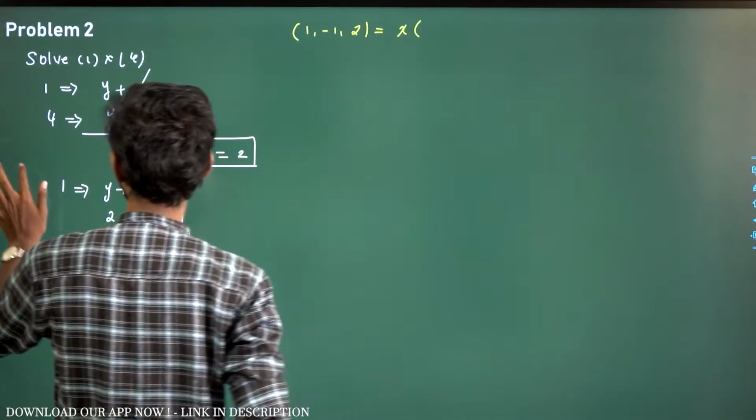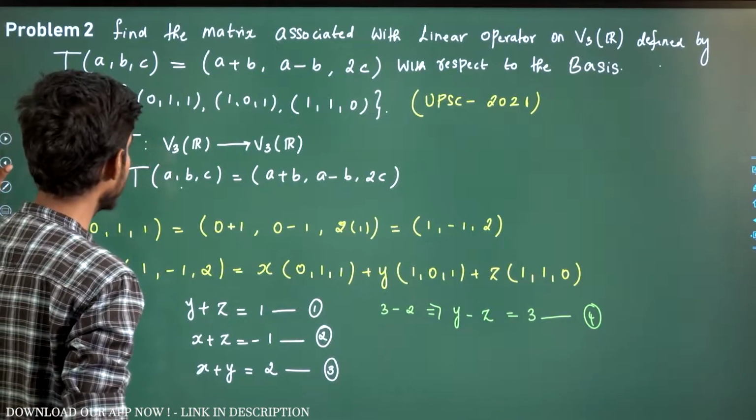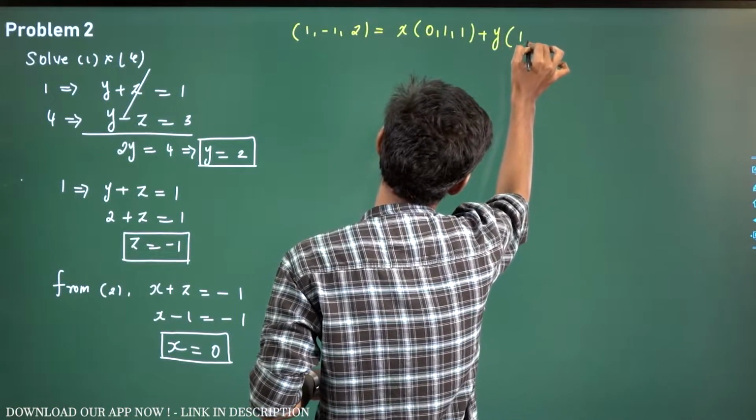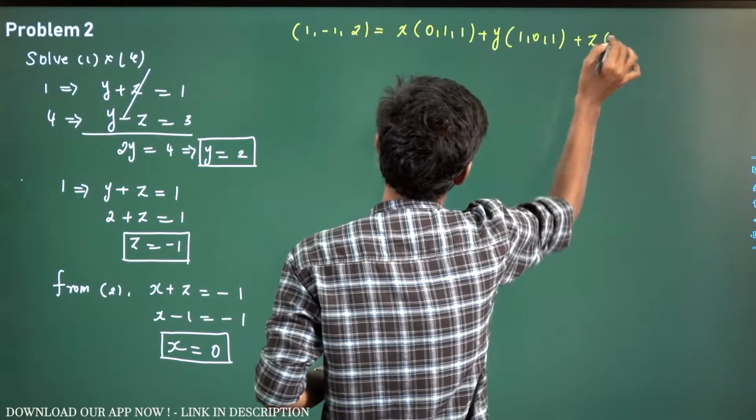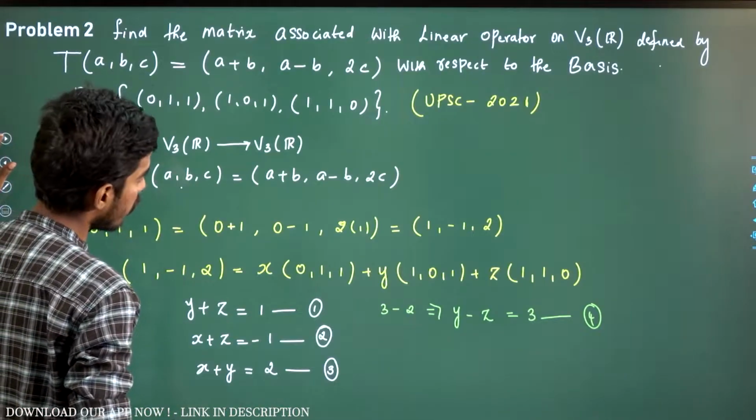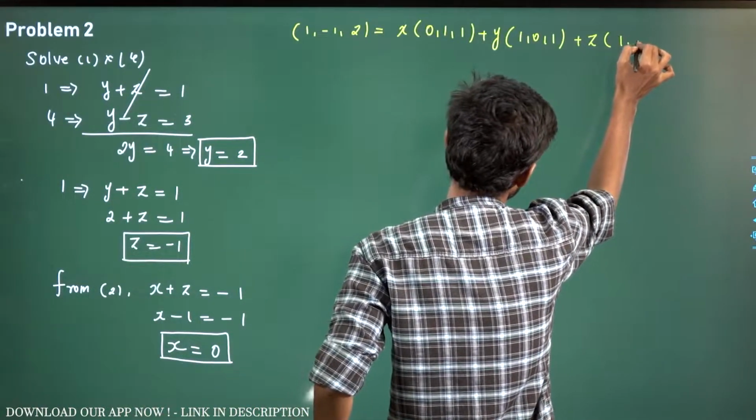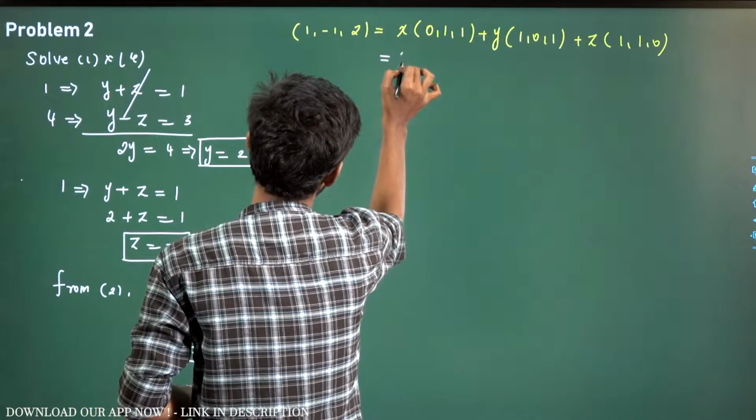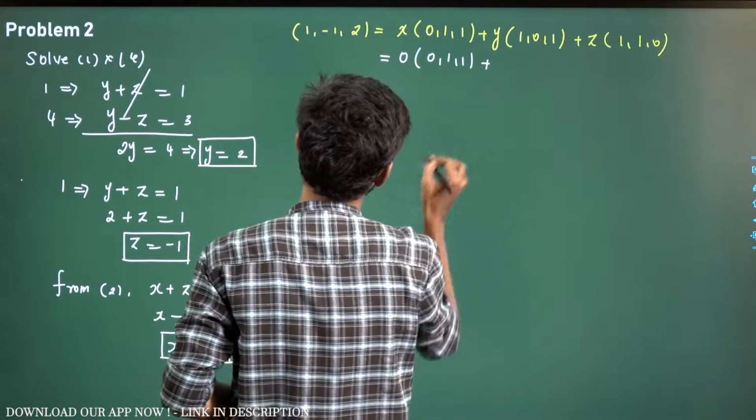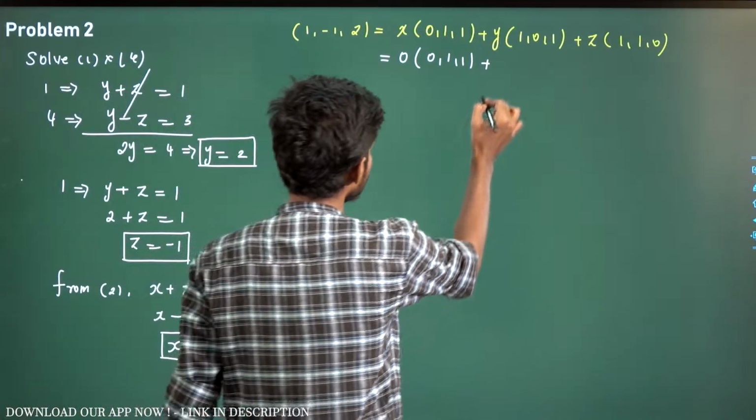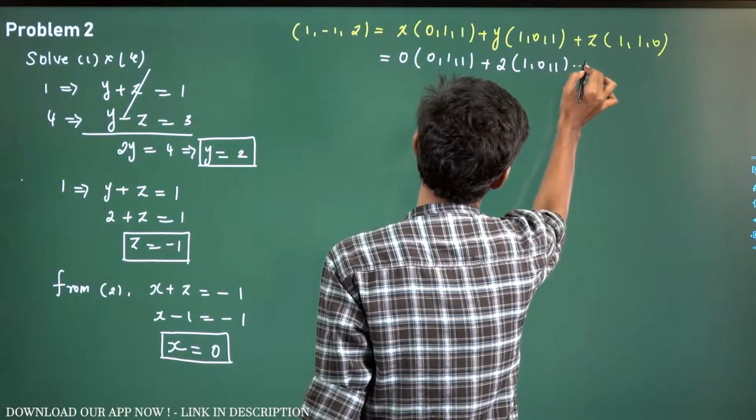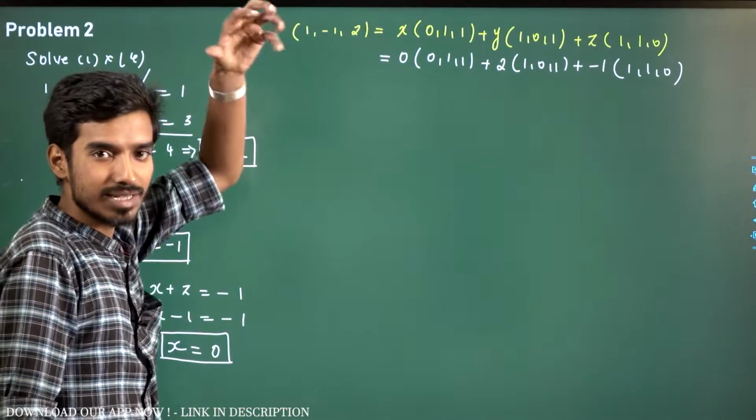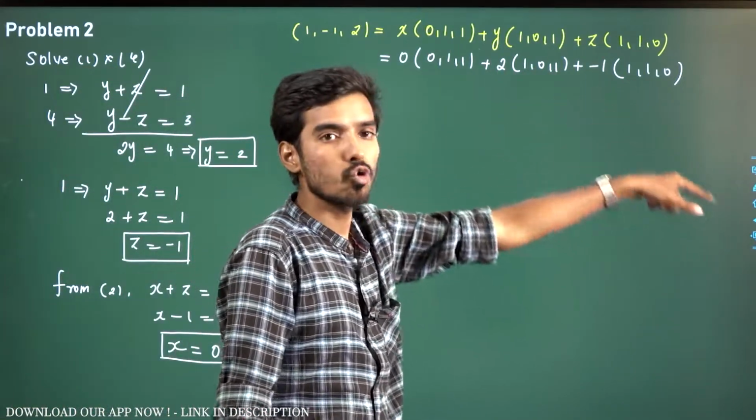We need to express this as a linear combination of basis elements in the codomain space. So x times 0 1 1, plus y times 1 0 1, plus z times 1 1 0. We have found x to be equal to 0, so 0 times 0 comma 1 comma 1, and y equal to 2, so 2 times 1 comma 0 comma 1, and z is minus 1, so minus 1 times 1 comma 1 comma 0. So the first column of the required matrix is 0 2 minus 1.